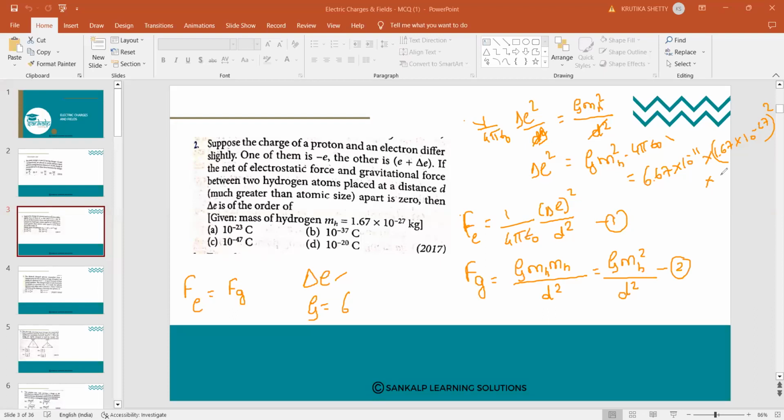We know 1 upon 4 pi epsilon naught is equal to 9 into 10 raised to 9. So it will be 1 divided by 9 into 10 raised to 9. Yes. So minus 27 square, then minus 11, then minus 9 plus 9, going upstairs it becomes minus 9. So check whether you get answer B. 10 raised to minus 37.